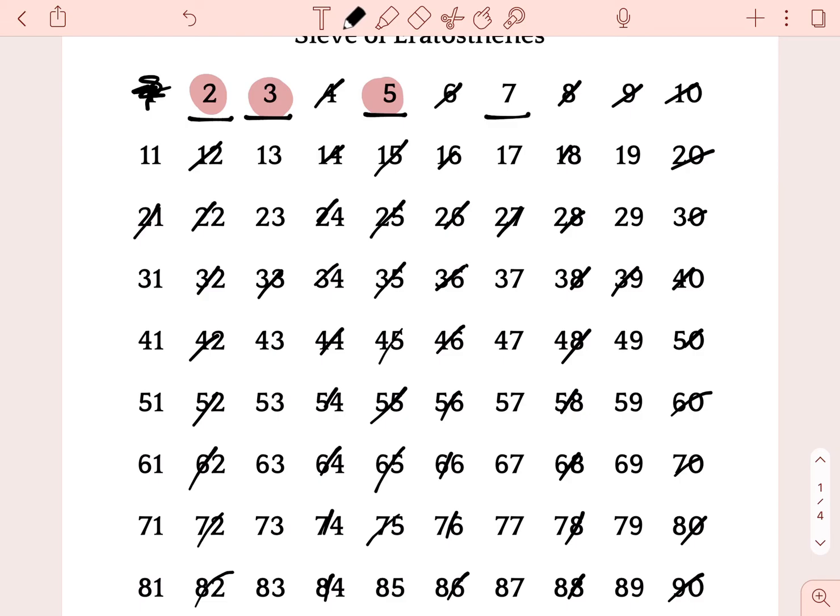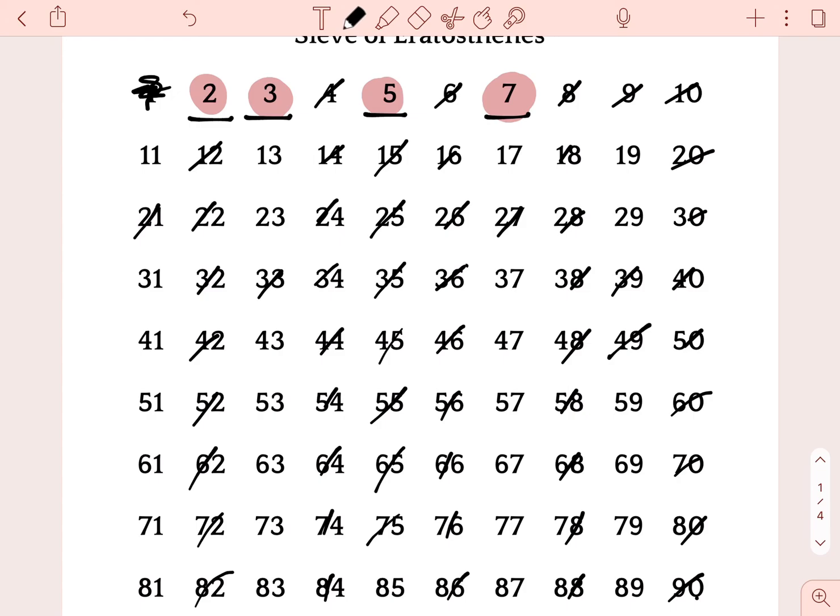Next up would be the number 7. I'm going to underline 7. What are the multiples of 7? Well, there's 7. 14 is already crossed out. 21. 28 is already crossed out. We got 35. 42 is already crossed out. 49 would get crossed out because 49 is a multiple of 7. And so on and so forth the whole way down. So that means that 7 would also be prime.